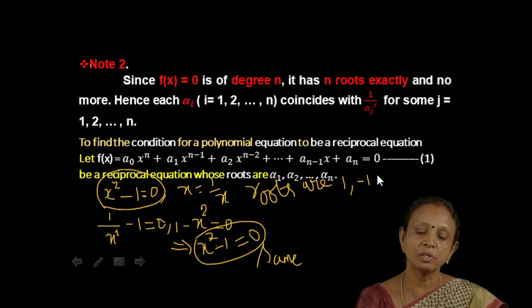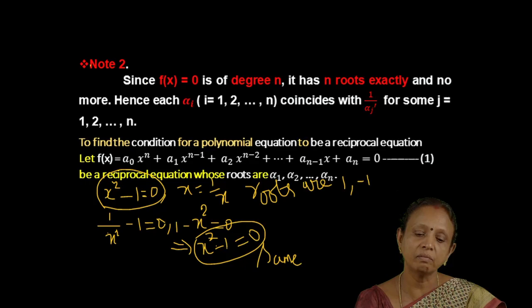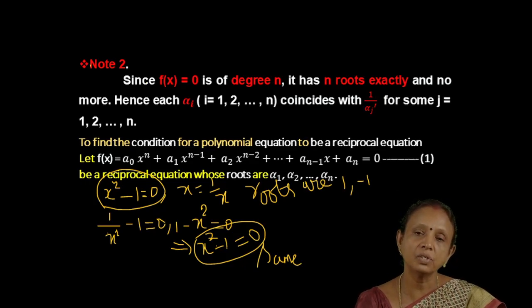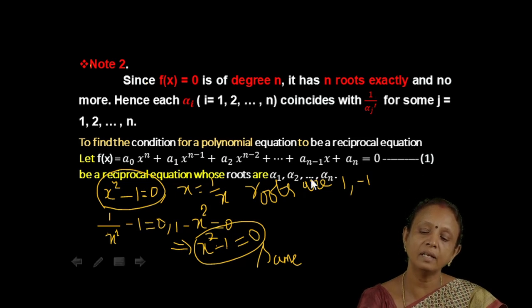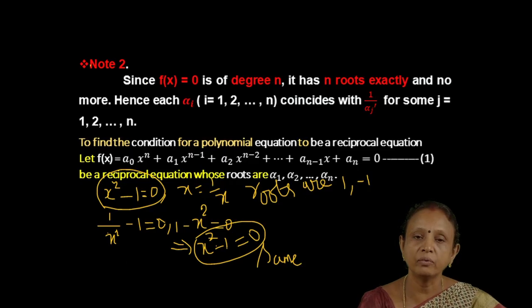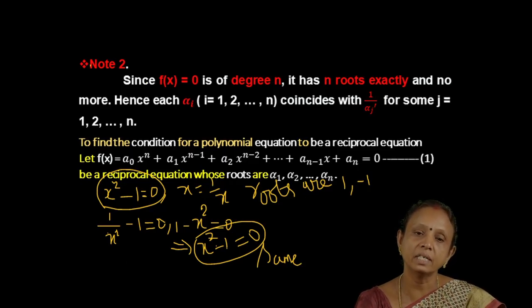Take it as equation 1. What we are studying is a reciprocal equation. So I have taken equation 1. To check that it is a reciprocal equation, the roots are taken, that is alpha 1, alpha 2, and so on up to alpha n. What is the condition for it? You will understand what the condition is.